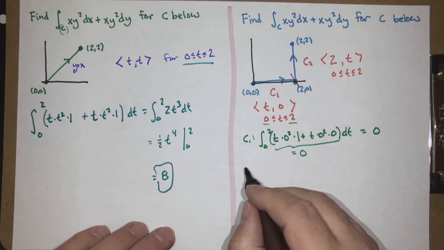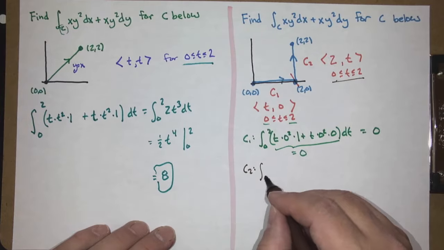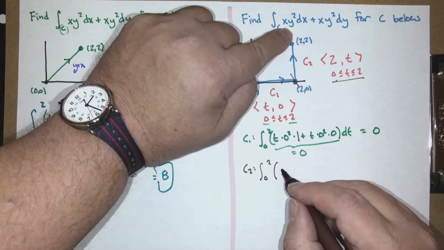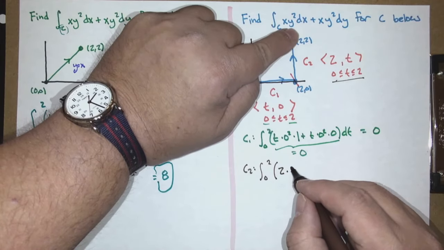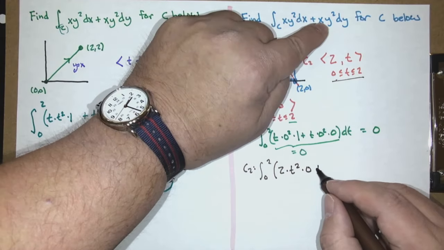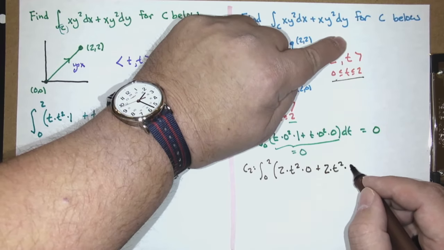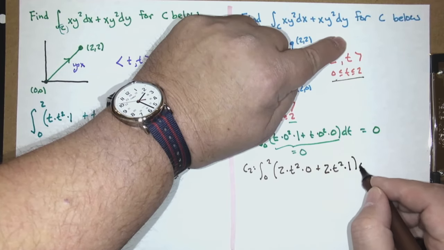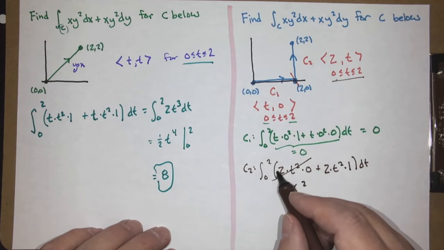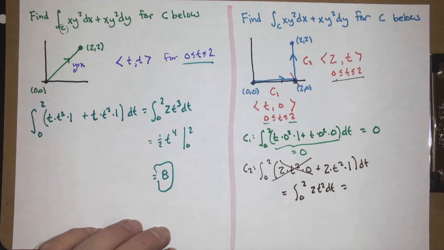All right. C2. Well, hopefully this gives us something. Bounds are still 0 to 2, but it's a different parameterization. So hopefully something new happens. What is x? 2. y squared? t squared. dx? 0, because the derivative of 2 is 0. Plus x, 2. y squared? Still t squared. dy? 1. Okay. So we'll simplify this a little bit. The piece with the 0 goes away. So this is the integral of 2t squared dt. What is the integral of 2t squared dt?